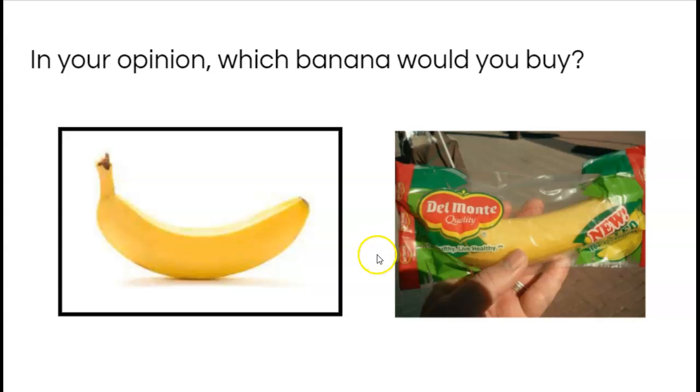So, in your opinion, which banana would you buy? Would you buy this banana? Or would you buy this banana? Take a moment to think about that.